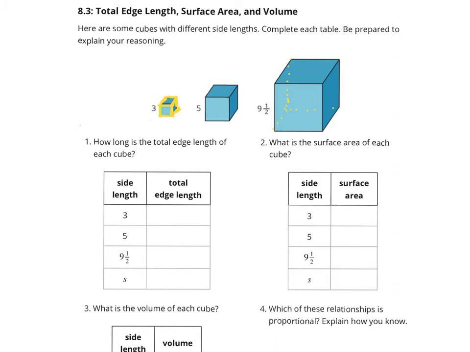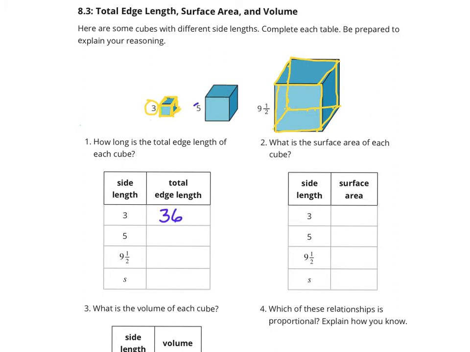So let's see if we can count up all of those edges. There's 1, 2, 3, 4, 5, 6, 7, 8, 9, 10, 11, 12 edges to that cube. Okay? So if each one of those edges in my first cube is 3, I would do that 3 12 times, and I could add it up 12 times, or I could multiply 3 times 12 and get my edge length. That would be 36.